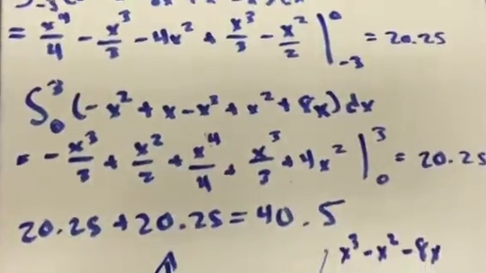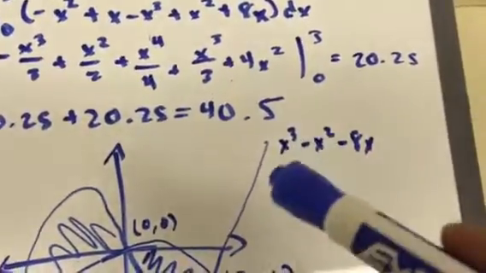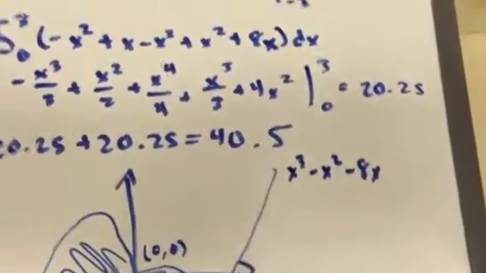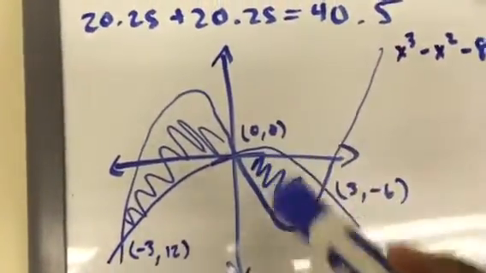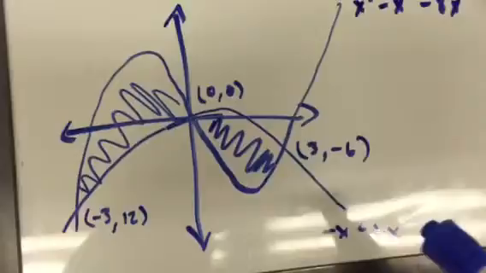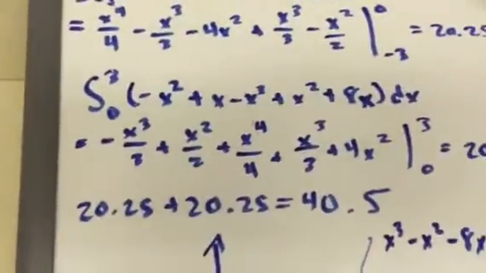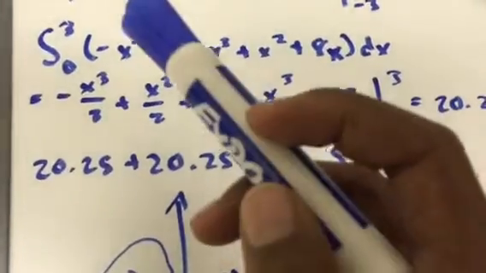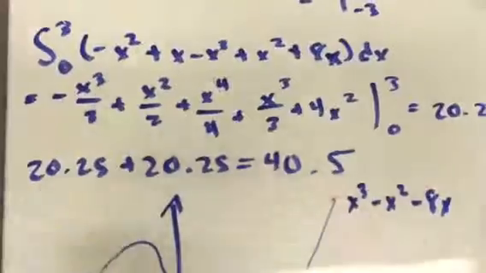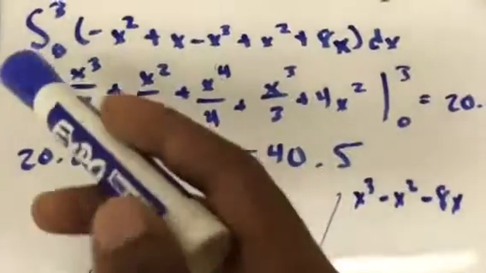Now we're going to be finding the integral of negative x squared plus x minus x cubed minus x squared minus 8x from 0 to 3, because this is where they switch positions, and negative x squared plus x is above x cubed minus x squared minus 8x. And we're going to be using the opposite of the power rule again by adding 1 to the exponent of the variable and then dividing by n plus 1, which is the new exponent of the variable.